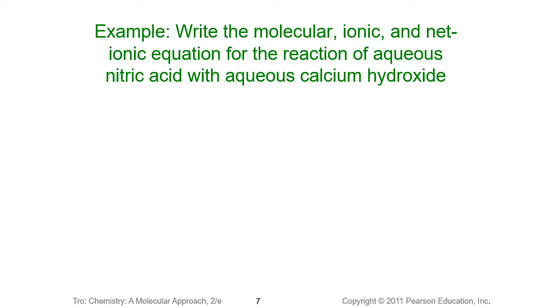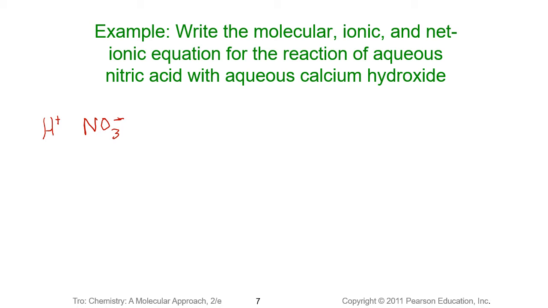See if you can write the molecular, ionic and net ionic equation for the reaction of aqueous nitric acid and aqueous calcium hydroxide. Pause the video and determine the reactions. Let's start with nitric acid. So nitric acid, if it's an acid, H plus is our cation. And nitric, doesn't say hydro, so we know it's a polyatomic ion. So nitric is the nitrate ion.